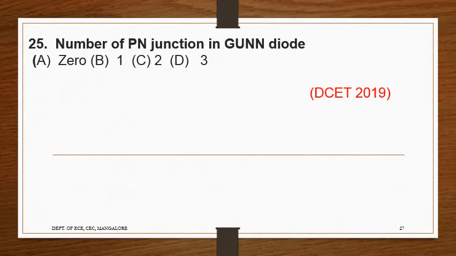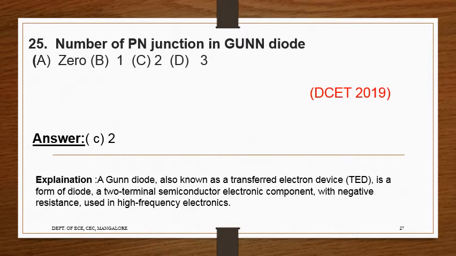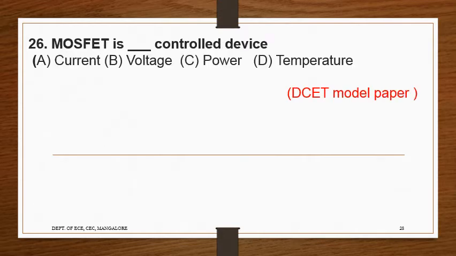The number of PN junction in a GUNN diode is A 0, B 1, C 2, D 3. The answer is C 2. Number of PN junctions in a GUNN diode is 2. It is called as a transferred electron device. It is a form of diode, a two-terminal semiconductor electronic component with negative resistance used in high-frequency electronics.